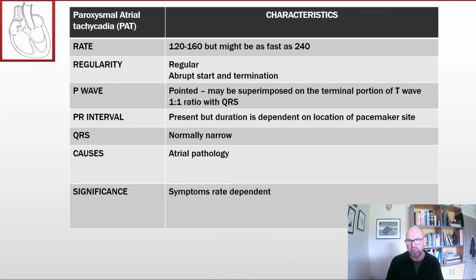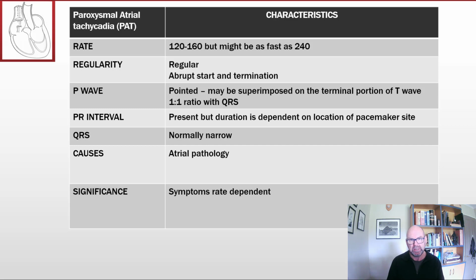So let's wrap this session up with a quick review of the characteristics of these paroxysmal atrial tachycardias. As I said before, the principal characteristics are going to be a regular rhythm with ventricular rates between 120 and 160 beats a minute, although there are, in some cases, very rapid versions of this which can easily reach 240 beats a minute. We've spoken about the abrupt start and termination which characterises these, and that the P wave in this case is going to be pointed, which is very typical of atrial pacemakers, and because of the rates it may appear to be superimposed on the terminal section of the T wave.